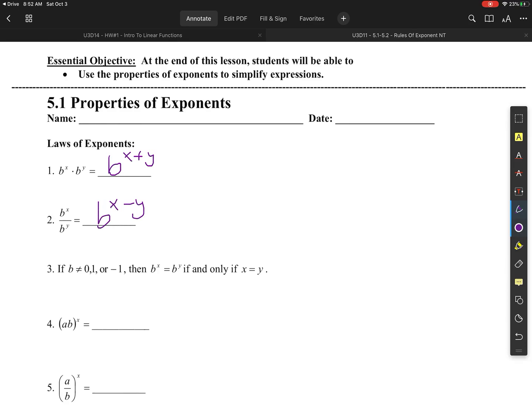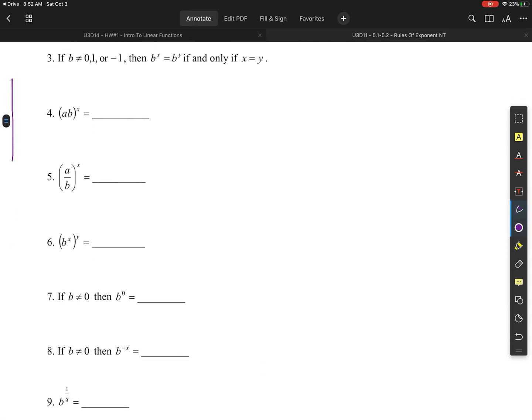All right, jumping to 4. If we're distributing the exponent, we'd have a to the x followed by b to the x. The same thing if it's a fraction. A to the x power over b to the x power. So those rules are all pretty straightforward. 6, power to a power. When we go power to a power, we multiply the two exponents.